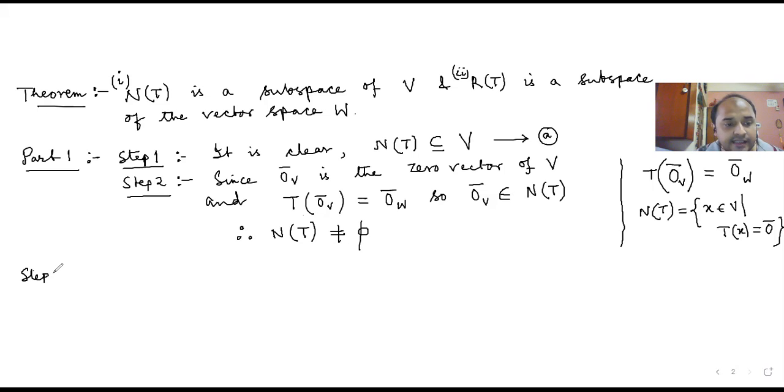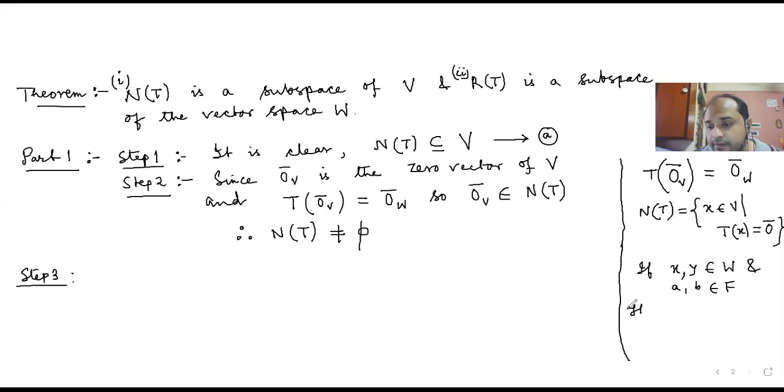And step number 3 is that I'm going to use this result, if you can recall, that if x comma y belonging to W and a comma b belonging to F, then W is a subspace if and only if ax plus by belonging to W. This result was there in the exercise. Probably its number was 20, so far as I can remember. So I'm going to use this result to show that it is a subspace.